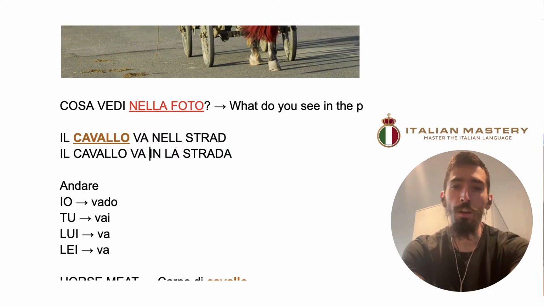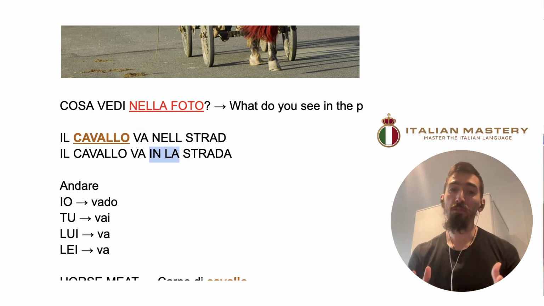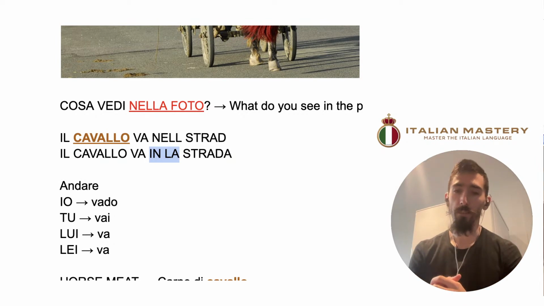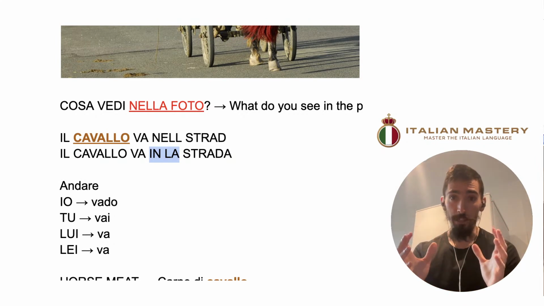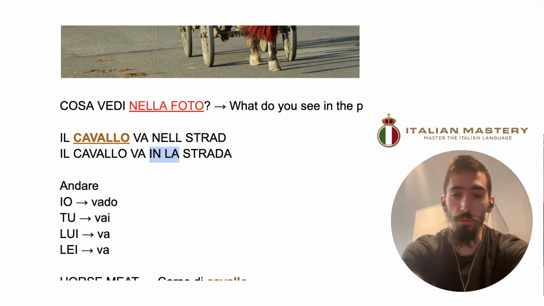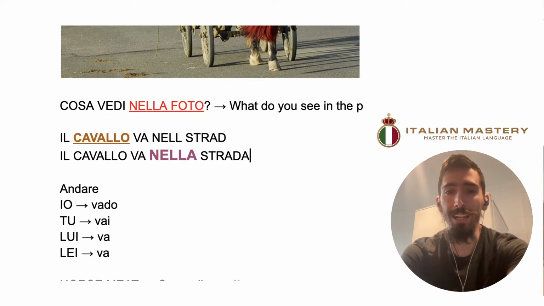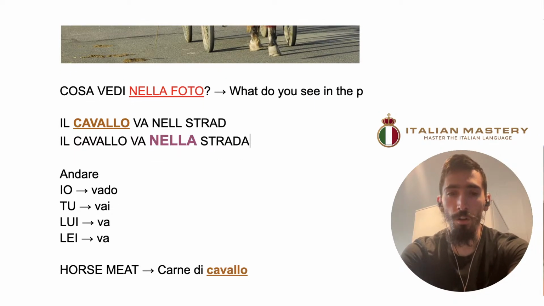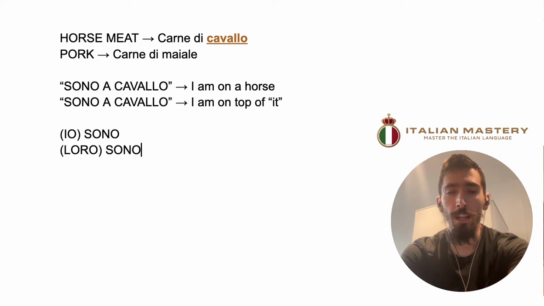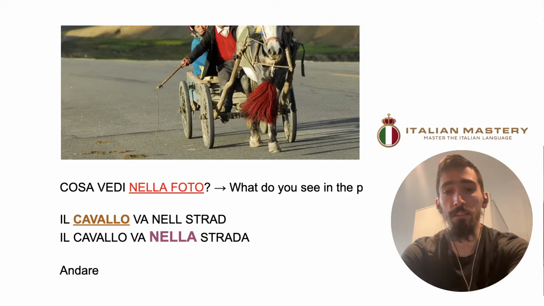And then, of course, we have the usual scenario in Italian. We have a preposition, in this case, and the definite article, la. This transforms into nella, which is a complex preposition. So nothing too new here. Il cavallo va nella strada. All right, that's a fair enough example. Va nella strada, that's okay.